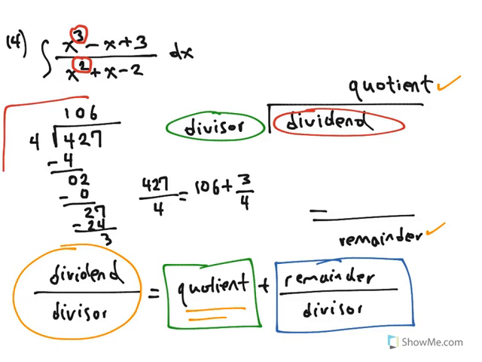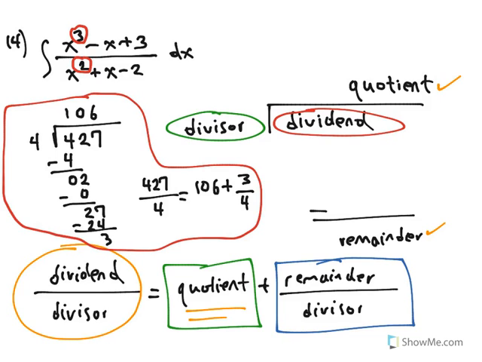And here is an example with integers to demonstrate the same concept that we're about to see with polynomial long division. So here you have the dividend, here you have the divisor, the quotient that we have is 106 and the remainder is 3, and you can write dividend over divisor as quotient plus remainder over divisor. So we'd like to do that with the integrand now.